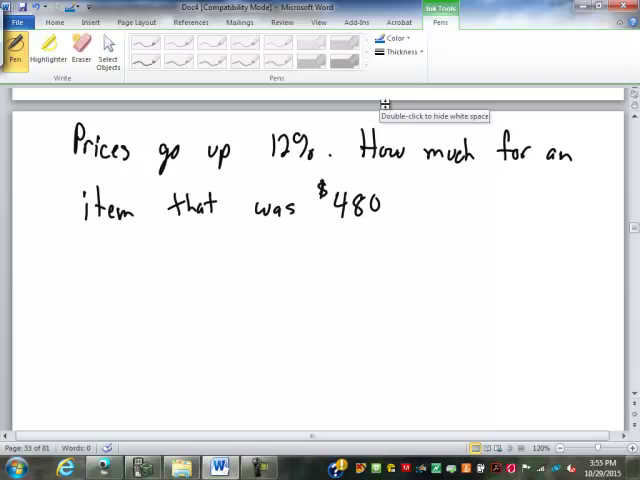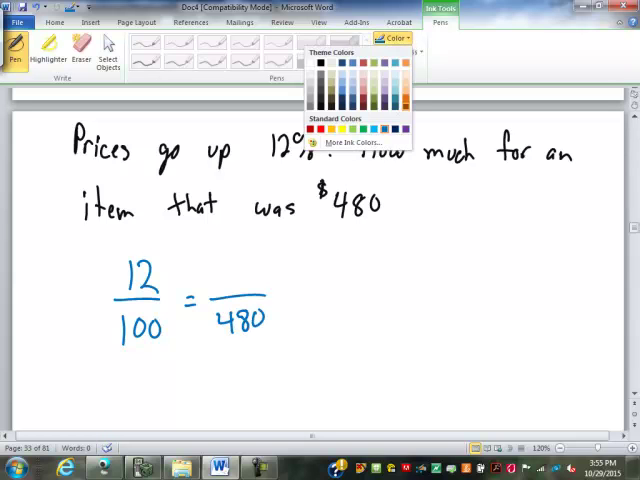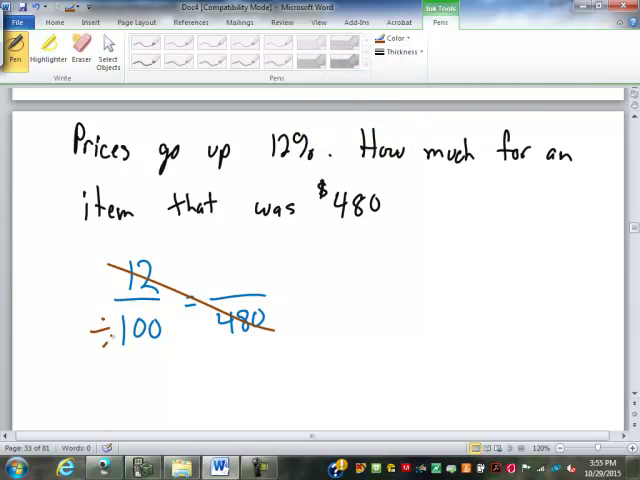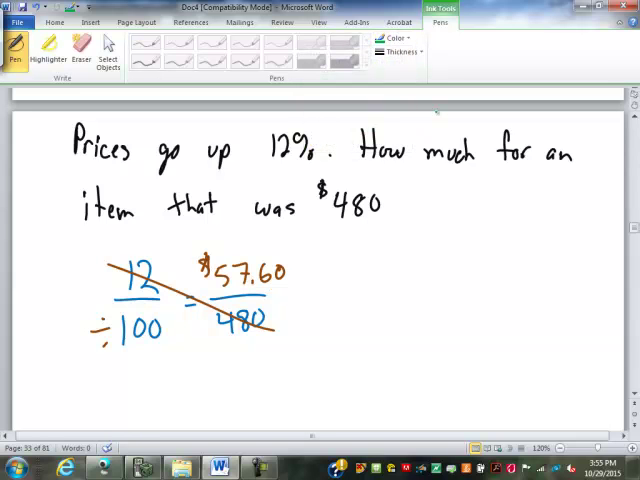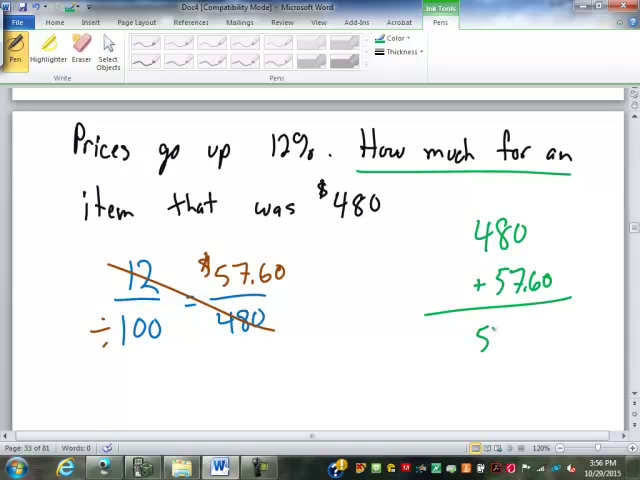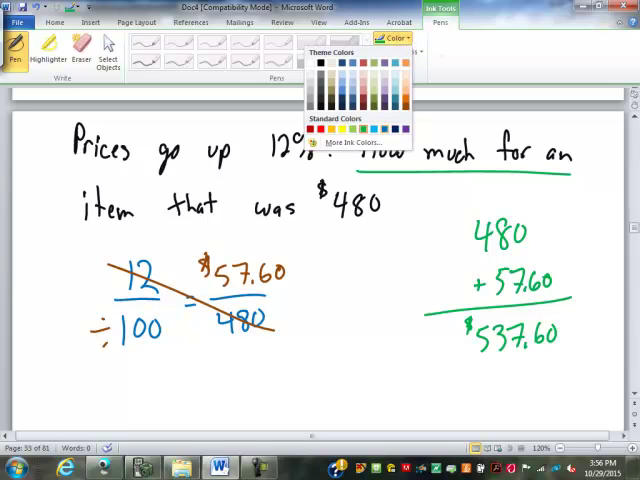So when we're looking at this, 12%, of course, it's 12 out of 100. We want to know how much that is out of 480. So 12 times 480 divided by 100 is going to give us what? $57.60. That's the increase, though. That's not the answer. The answer is how much would it be? Well, $480 is the original price, plus the increase of $57.60 gives us $537.60. That's what it is now after the increase.